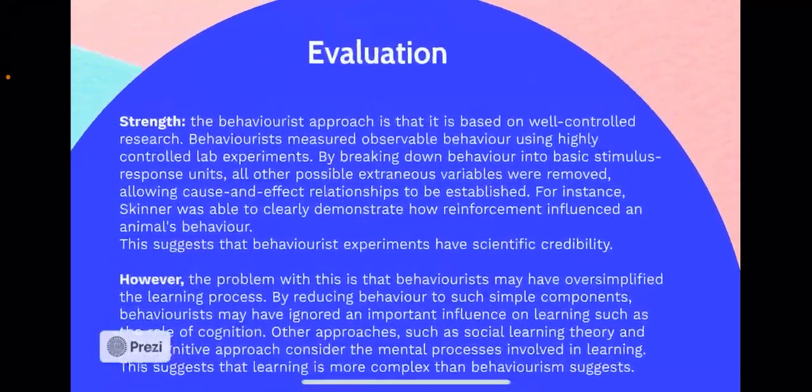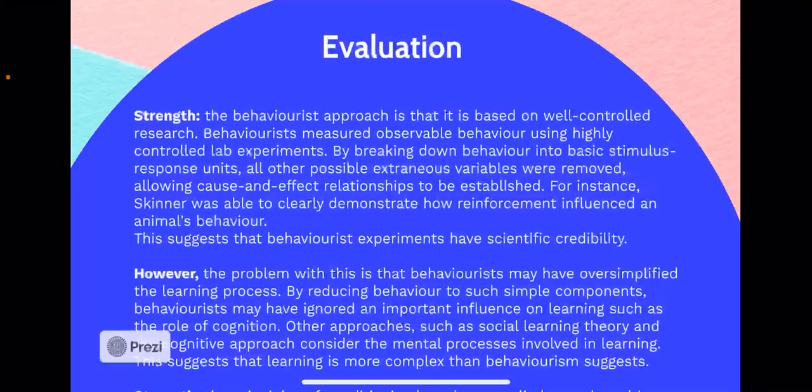So let's have a little look at these. Strength. The behaviourist approach is well-controlled research. It's lab-based, so it uses highly controlled lab experiments. It breaks down behaviour into stimulus response units and removes extraneous variables, so we can establish cause and effect. Then you can link that back to Skinner's research. So behaviourist experiments have scientific credibility. They've got high levels of control. They're breaking it down to basic stimulus response, excluding extraneous variables, and can establish cause and effect.